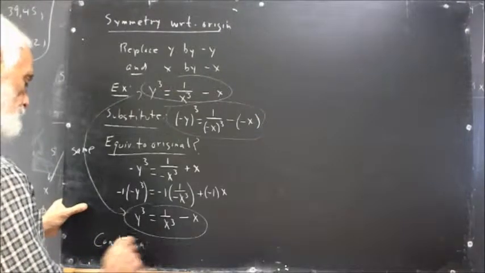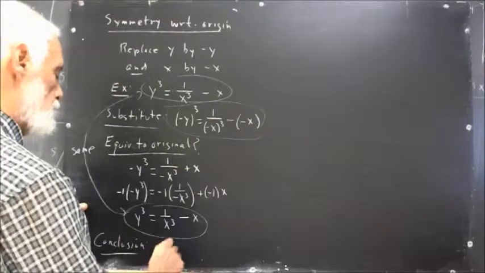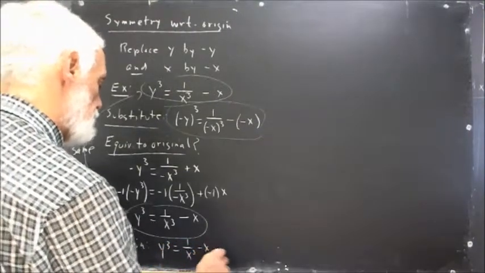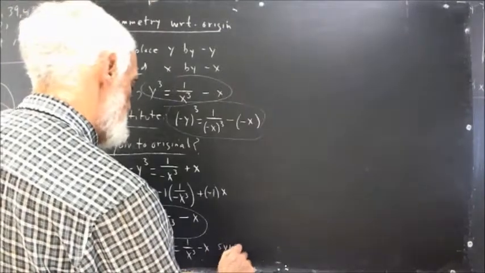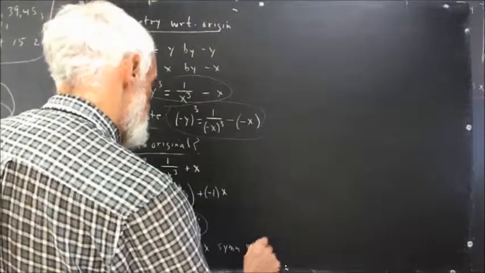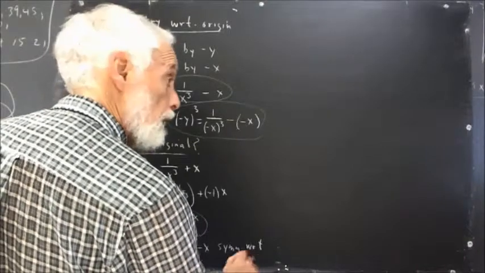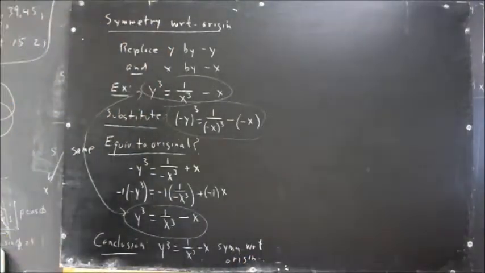Conclusion: y cubed equals 1 over x cubed minus x is symmetric with respect to the origin.